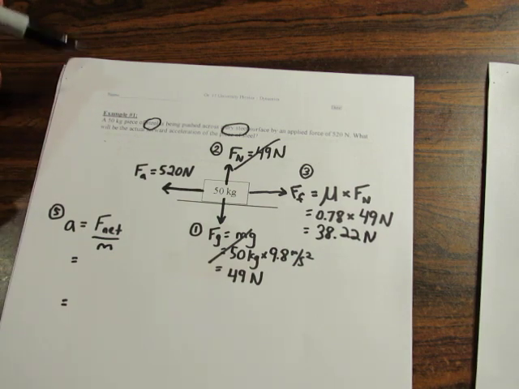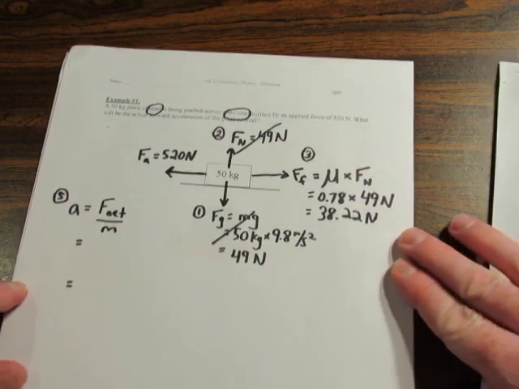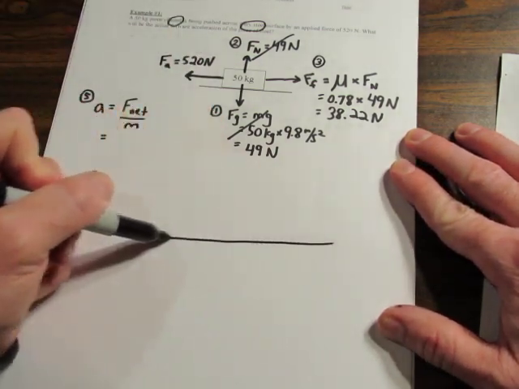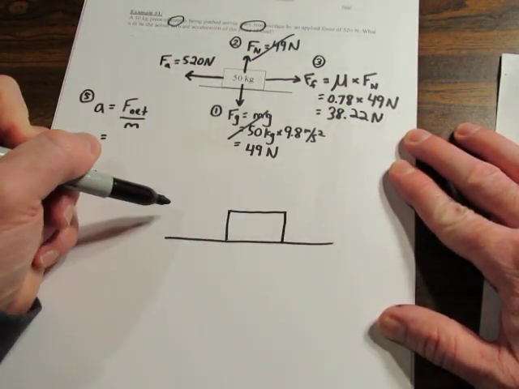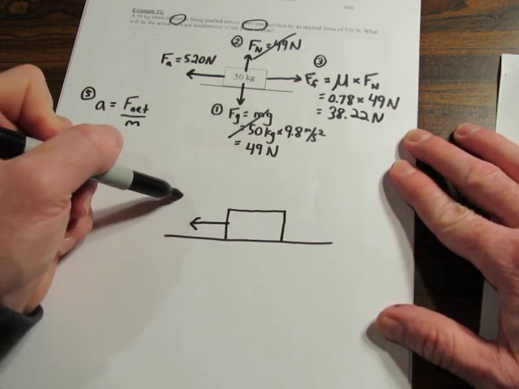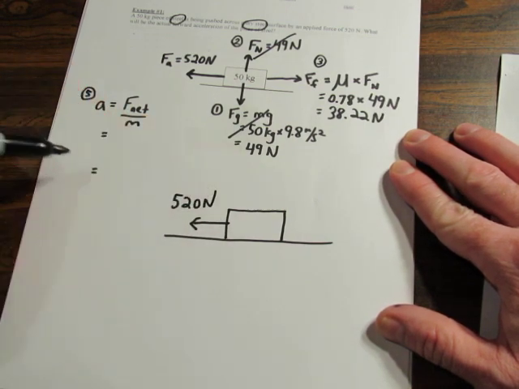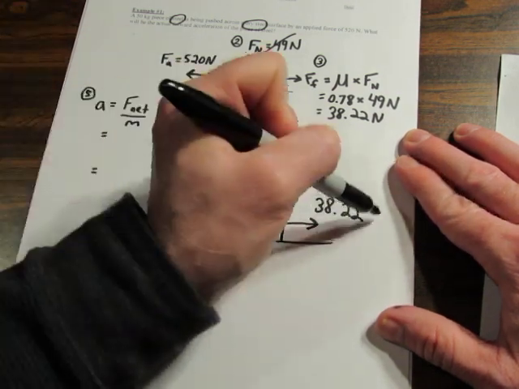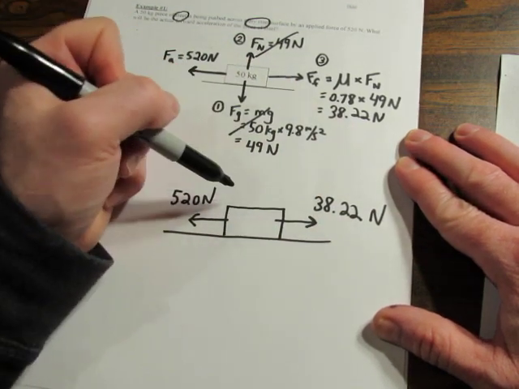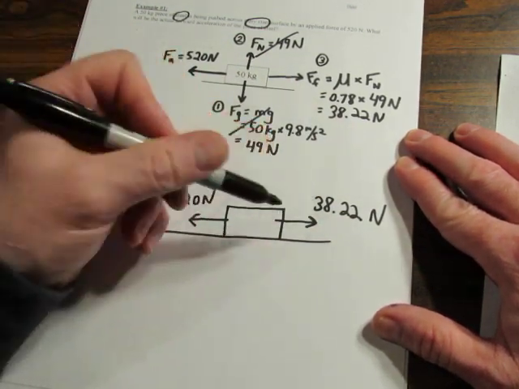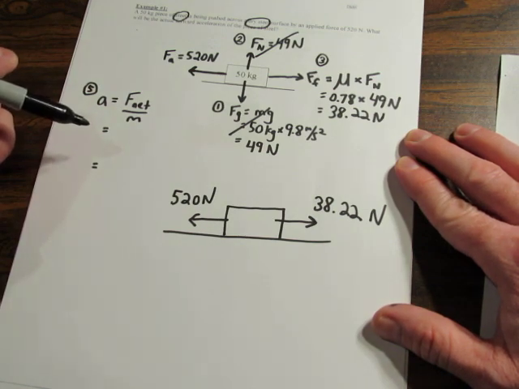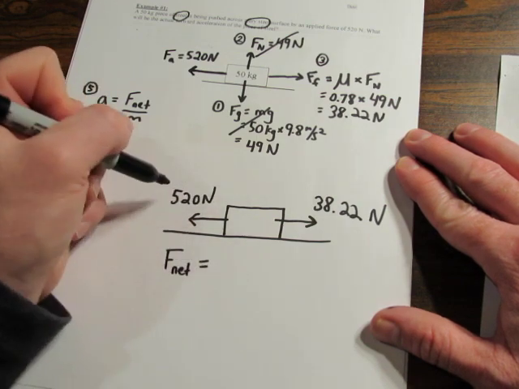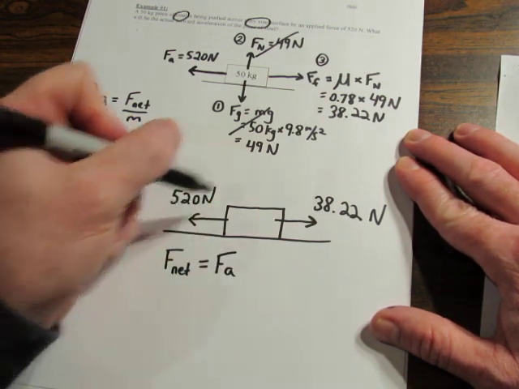So that's just the force of friction. So if I can simplify this diagram a little bit more, because I've written all over it now, this is what we actually have. You really have just this. You have a forward force of 520, and you have a force holding it back of 38.22. No formulas involved here. The net force is going to be the difference between these two. Or if you really needed to write a formula, net force would be whatever the applied force forward is minus friction.